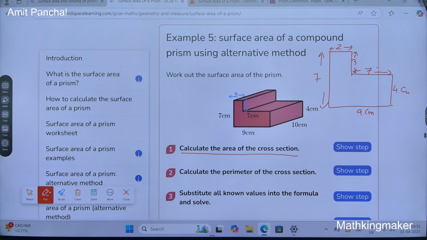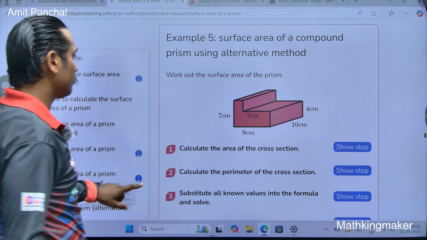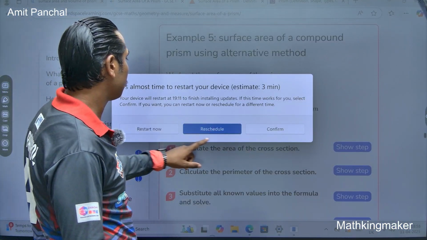How much is the perimeter? I got 32. Right. Now what's the height, sir? The height will be 10 centimeter only. So I got 404. So this is another approach to do the question. You just find out the cross section area.